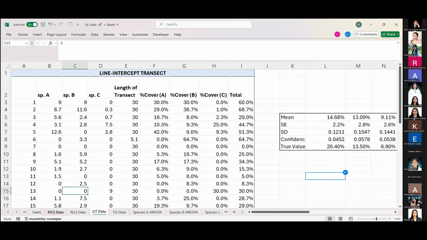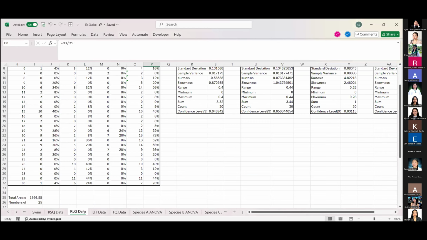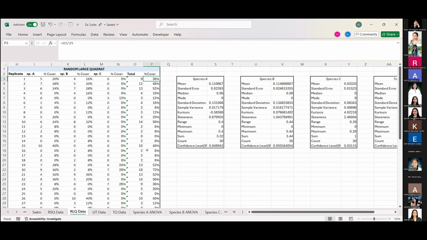Okay, thank you for that. Let's start with the small quadrat. Okay, your layout. Okay, I can see your formula, so that's good. Large quadrat, please. Okay, but can you scroll up? Can you click on, oh, okay, I can see it too. Okay, that's fine. Transect quadrat, please.